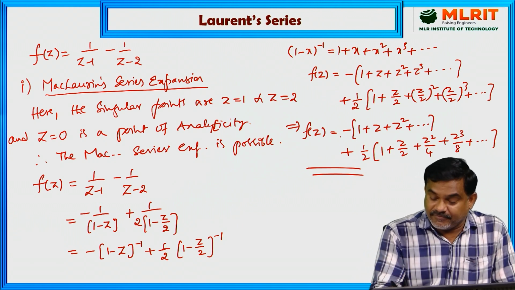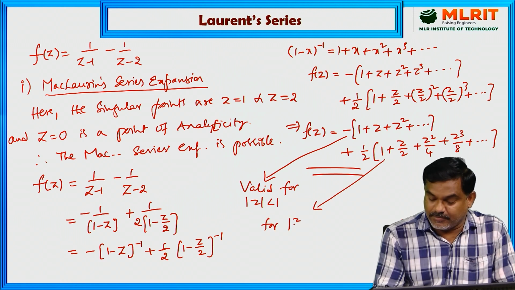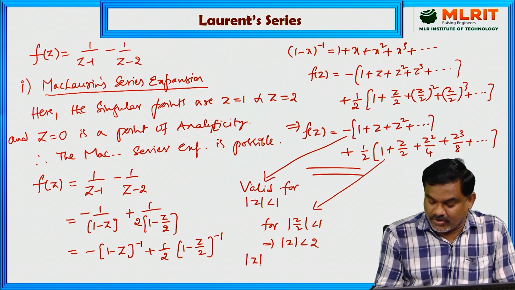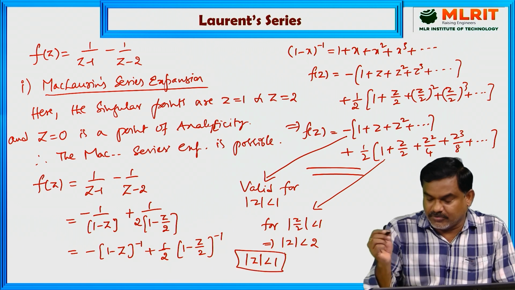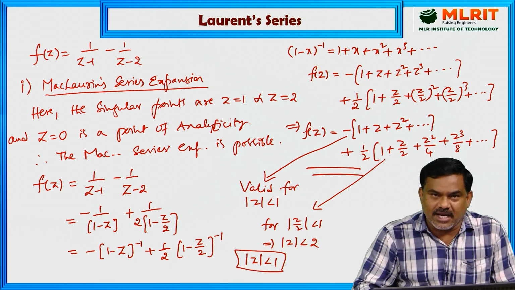Here the first expansion is valid for mod z less than 1 and the second is valid for mod z by 2 less than 1. That means mod z less than 2. So hence both the expressions are valid for the common region, mod z less than 1. So like this we can find the Maclaurin series expansion.